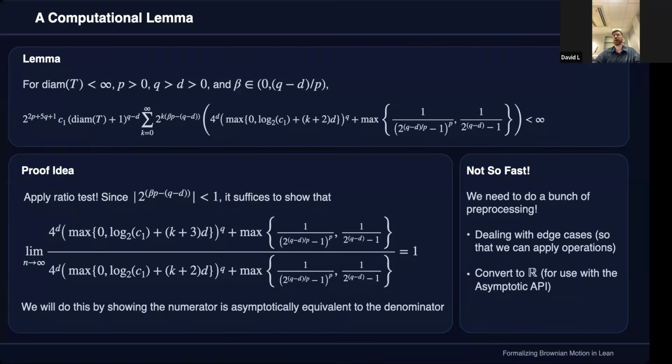But not so fast. Even getting to this part required a lot of pre-processing, and this is the case with basically any of these complicated ENNReal proofs. We have to deal with a bunch of edge cases so that we can apply operations. We also have to convert to real, because the asymptotics API doesn't work for ENNReals. There are also a lot of cases where you want to convert to NNReal or real in order to apply some theory or tactic that only works in those cases. So we have to deal with both of these things.